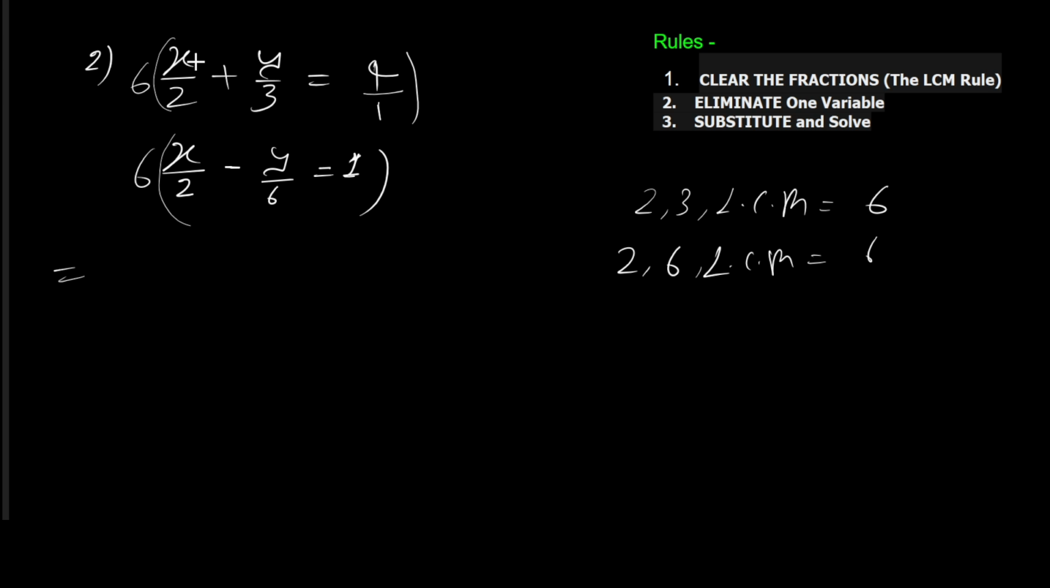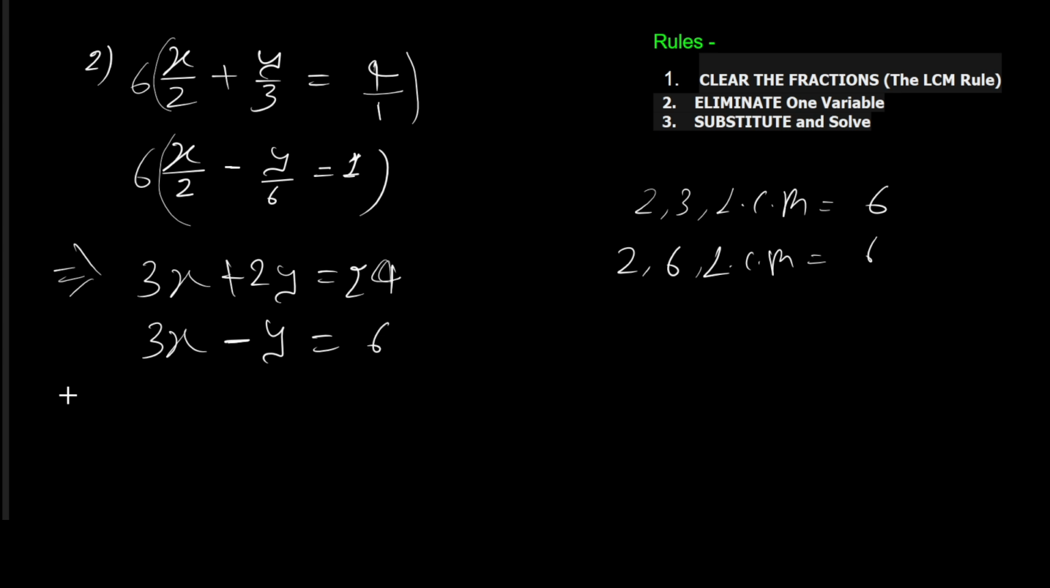So 6x over 2 gives us 3x, and 6y over 3 gives us 2y, equals 6 times 4, which gives us 24. And in the second equation, 6x over 2 gives us 3x, and minus 6y over 6 gives us minus y, equals 6 times 1, which gives us 6.